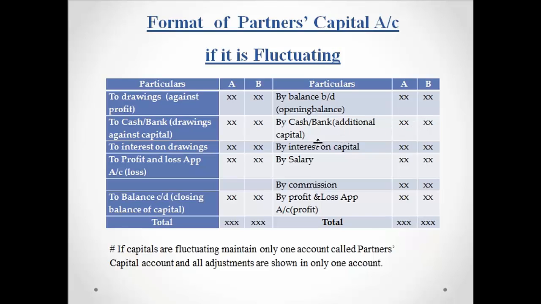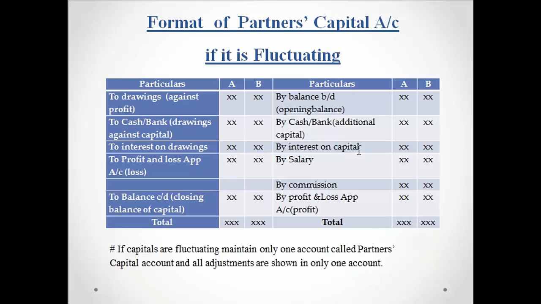Okay, what is the next item to be taken to the partner's capital account? If it is fluctuating, look at this item, by interest on capital. Now the question arises, why is interest on capital taken to the credit side in a partner's capital account? When the firm is allowing interest on capital to a partner, think about what the journal entry is for that. Interest on capital for the firm is an expense, and the rule says every expense account has to be given debit. Then what is the entry? Interest on capital account debit, to partner's capital account.